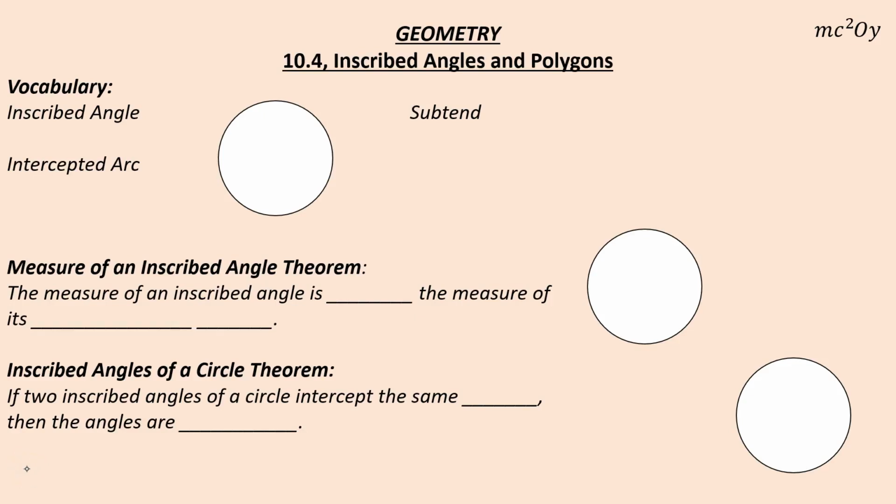All right, we're going to talk about inscribed angles and polygons. So first, to understand what an inscribed angle is. An inscribed angle is where the angle lies on the circle.